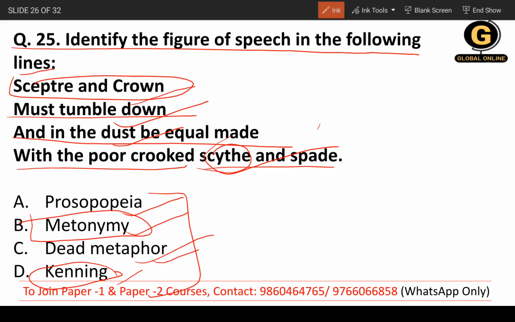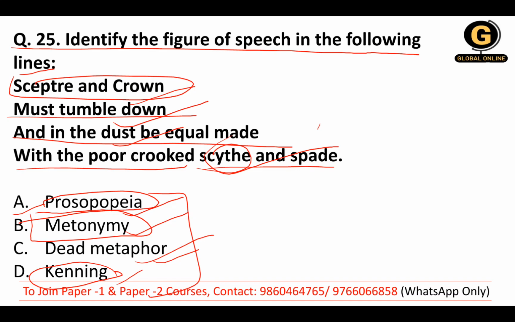But let me discuss the first option as well, prosopopoeia. Prosopopoeia is a figure of speech in which an imagined or absent or dead person or thing is represented as speaking. Just imagine somebody died and the person started speaking. That is also a horror kind of situation, but in literature it is a figure of speech. And that is called prosopopoeia.